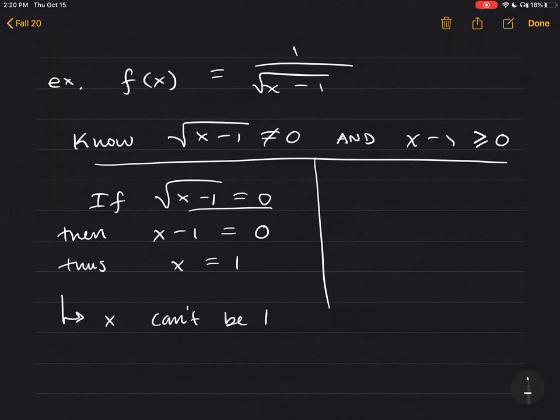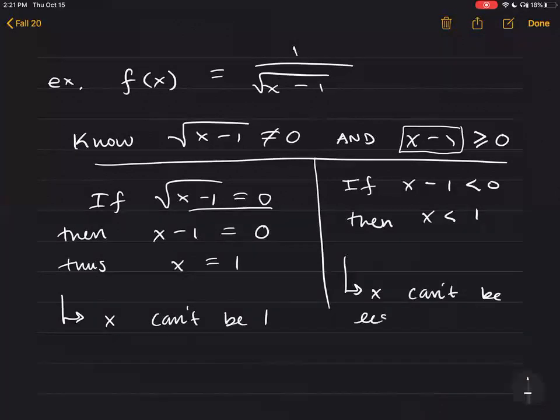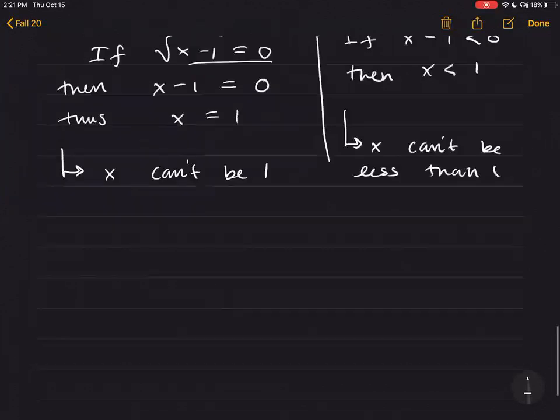Cool. For the other one, if this thing right here were negative, so if x minus 1 was less than 0, then if we add 1 to both sides of this, we see that x would be less than 1. So by the same kind of idea, since we don't want this to happen, x can't be less than 1. So we know that x can't be less than 1, and also x can't be 1. So our domain is going to be everything else. So everything strictly greater than 1.